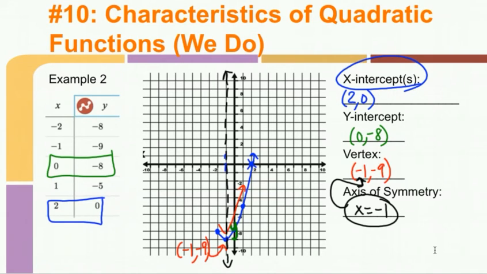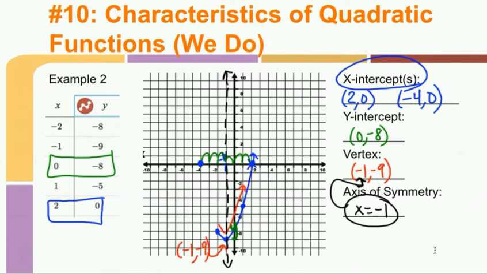So if my halfway point is at -1, and I already know that one of the x-intercepts is at +2, then I just need to count the spaces between those two. So I have 1, 2, 3 spaces. So to find the other x-intercept, I just need to go in the other direction. So 1, 2, 3 spaces. So what this means is that I'm actually going to also have an x-intercept at -4, 0.